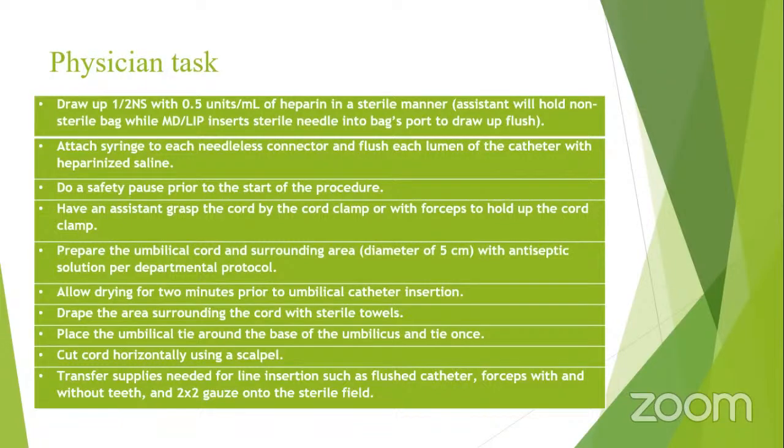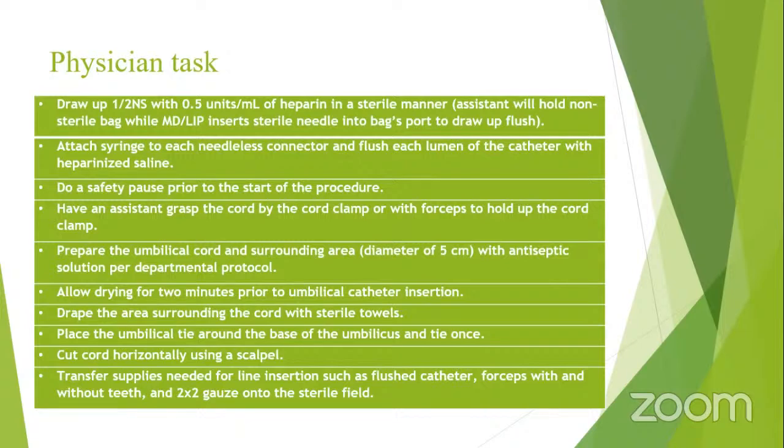Prepare the umbilical cord and surrounding area, a diameter of 5 centimeters, with antiseptic solution per departmental protocol. Allow drying for 2 minutes prior to umbilical catheter insertion. Drape the area surrounding the cord with sterile towels. Place the umbilical tie around the base of the umbilicus and tie once. Cut the cord horizontally using a scalpel.